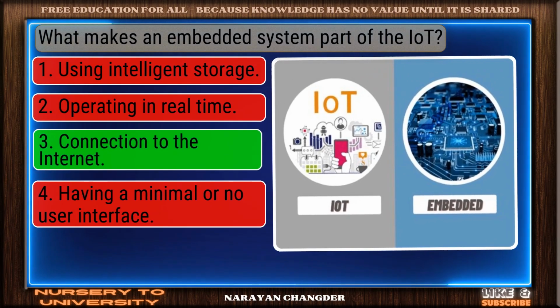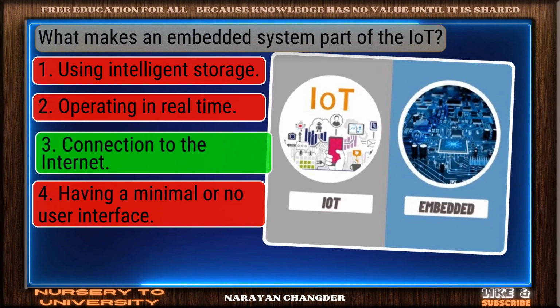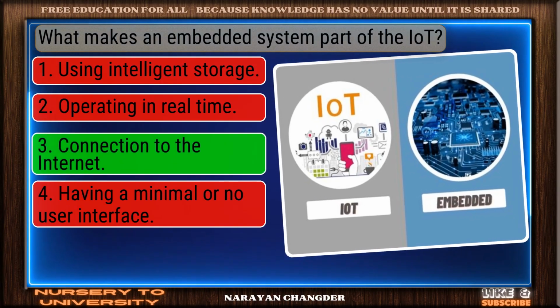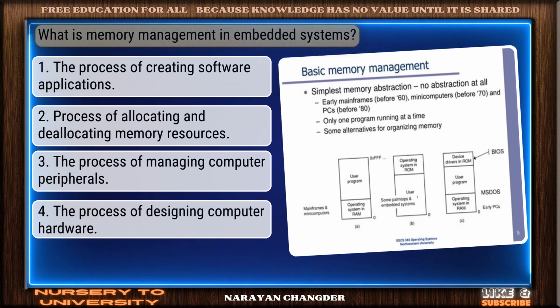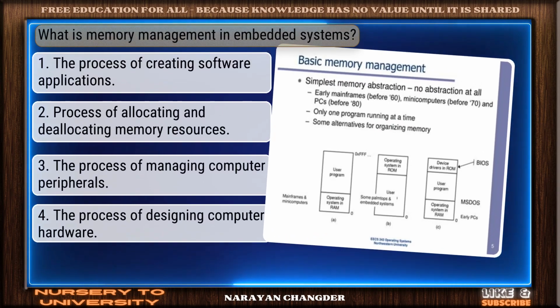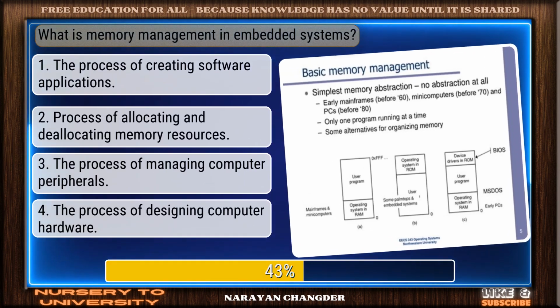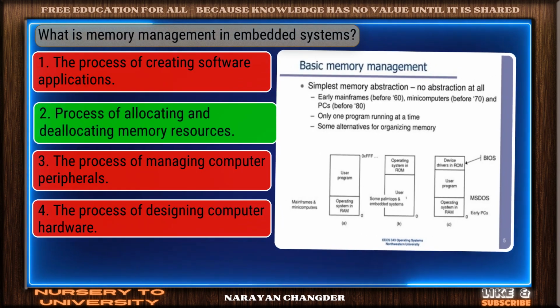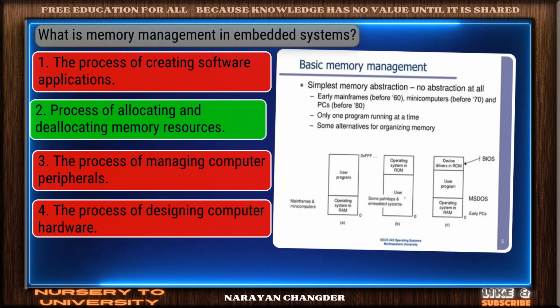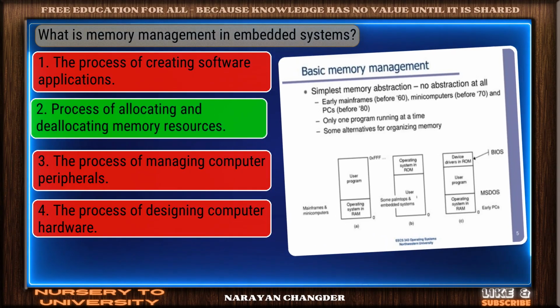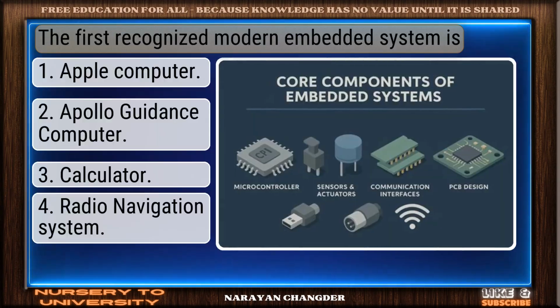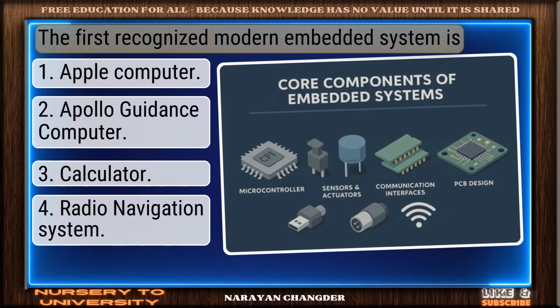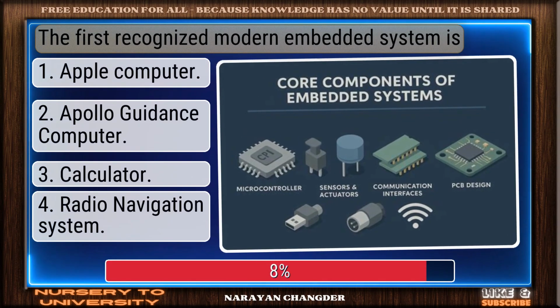Excellent choice. Connection to the internet is the right answer. Question number 41. What is memory management in embedded systems? Exactly. Process of allocating and deallocating memory resources makes sense, and it is the right choice. Question number 42. The first recognized modern embedded system is?